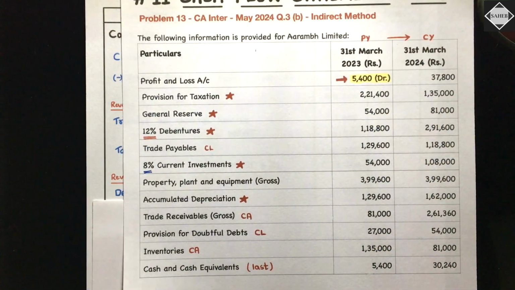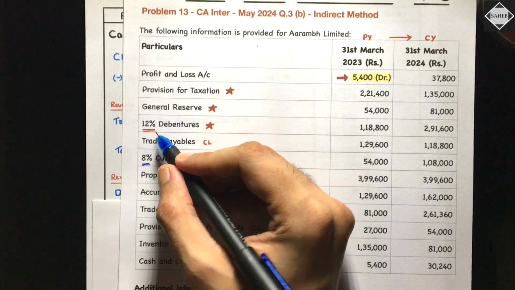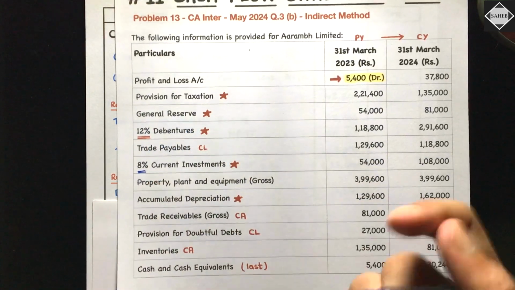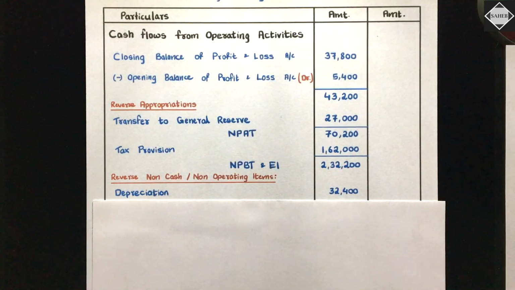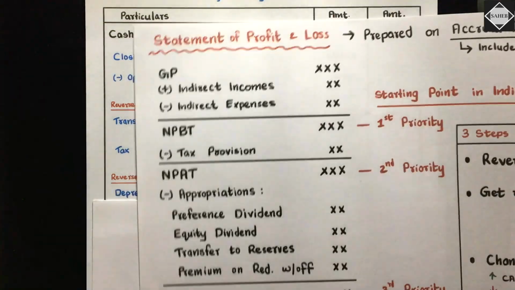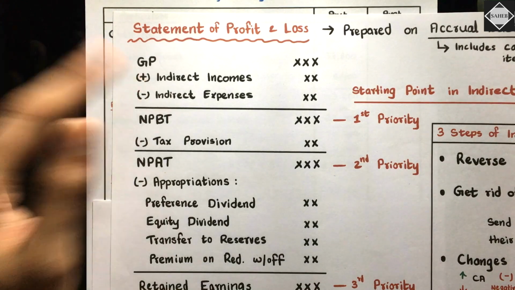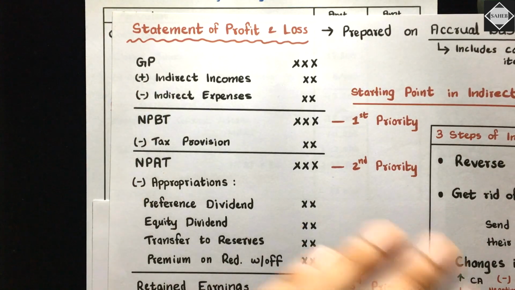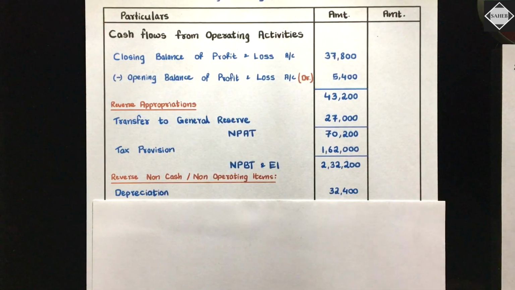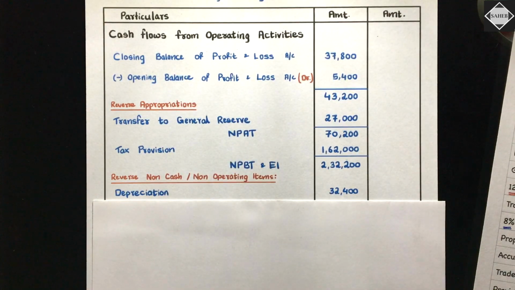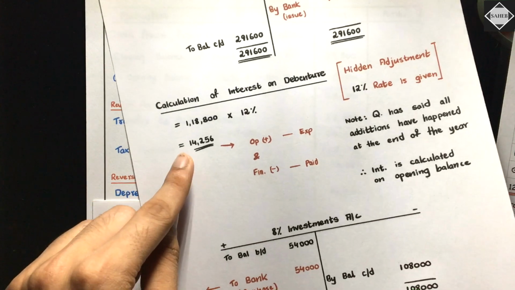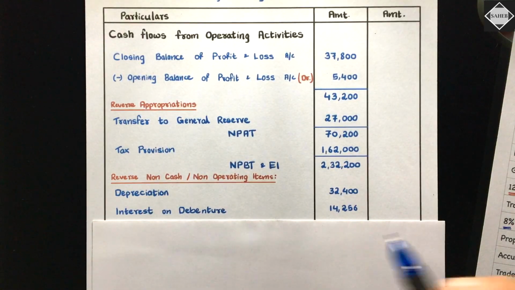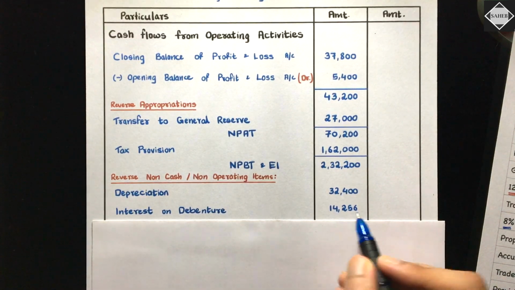Yes. See, there was interest, a hidden adjustment, in debenture also, in current investment also. In debenture it was interest expense. What happens to interest expense? Interest expense is an indirect expense which is debited to P&L. It is subtracted. So now to reverse, we have to add, right? We came to know interest on debenture is 14,256. So we have to add it in operating activity to reverse it. Interest on debenture expense 14,256 we have added and reversed it.